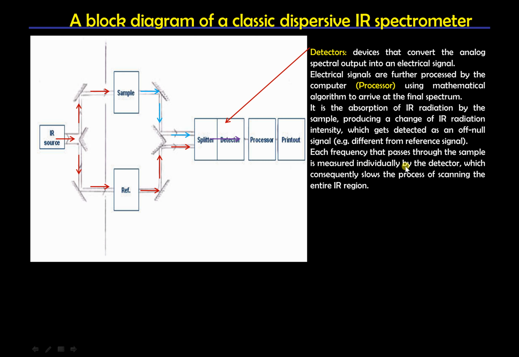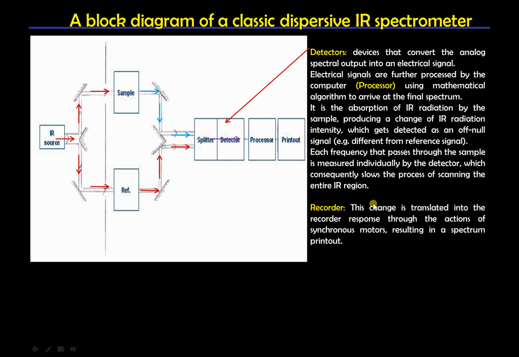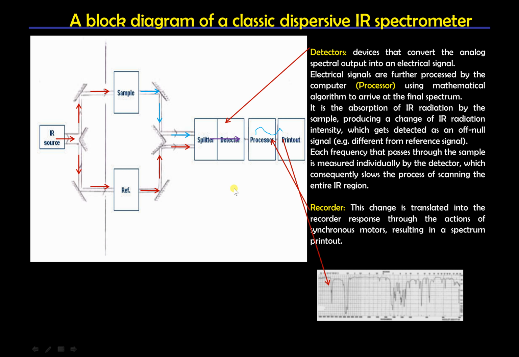Each frequency that passes through the sample is measured individually by the detector, which consequently slows the process of scanning the entire IR region. And the recorder translates the change into a recorder response through the action of synchronous motors, resulting in a spectrum printout. So the recorder is a processor, and it is converting this into a graphical output. So analog to digital, you get such a spectrum. So basically this is how a traditional dispersive IR spectrophotometer works.